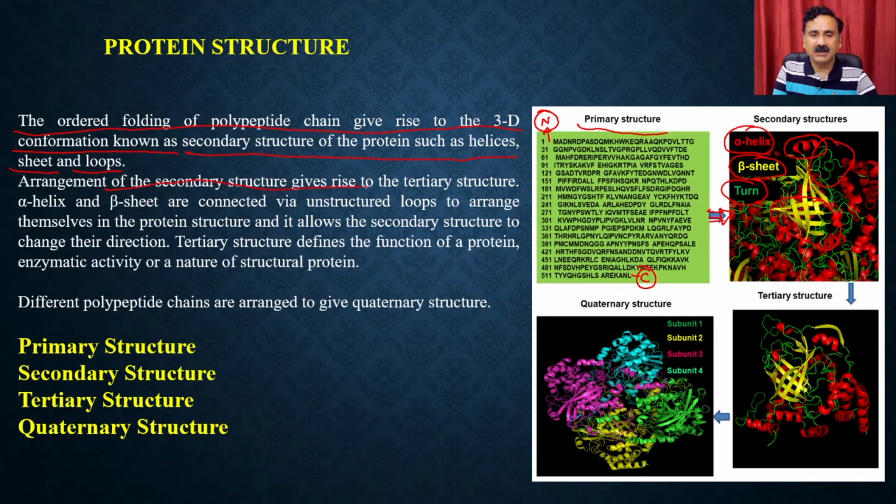Arrangement of the secondary structure gives rise to the tertiary structure. Alpha helices and beta sheets are connected by unstructured loops to arrange themselves in the protein structure, and this allows the secondary structure to change its direction.